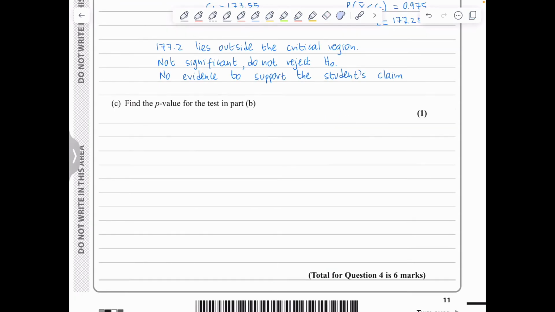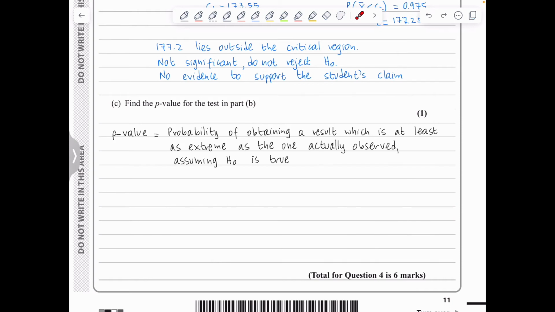In part C, we need to find the p-value for the test in part B. So I will start by giving the definition of the p-value. Well, the p-value is the probability of obtaining a result which is at least as extreme as the one actually observed, assuming that H0 is true. So if we put it simply, if we start by assuming that the null hypothesis is indeed true, what's the probability of seeing what we have seen or something even more extreme?